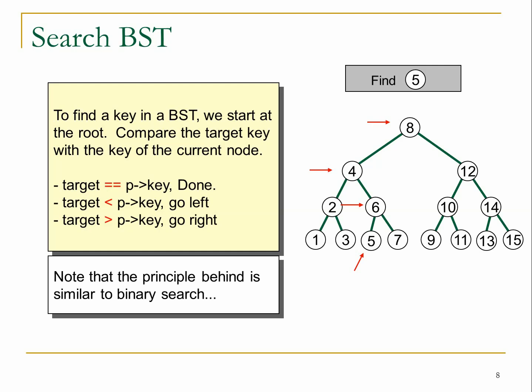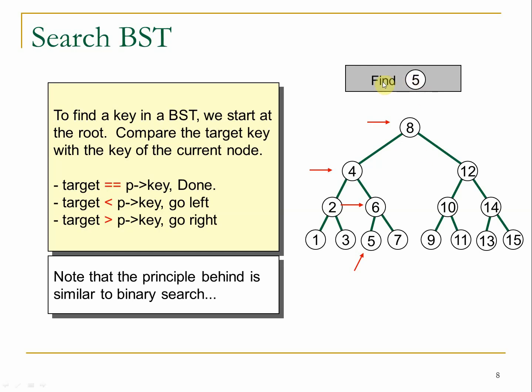So how would you know the item is not there? When you search all the way until you hit a null node, that means the element is not there. So this is the basic concept of the binary search tree.